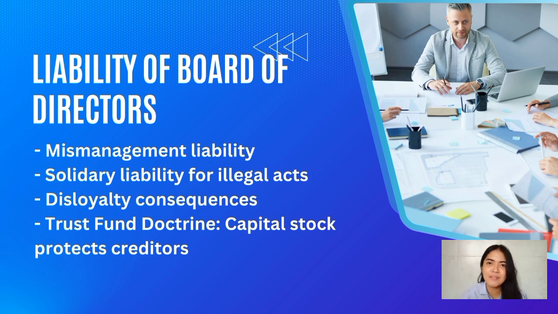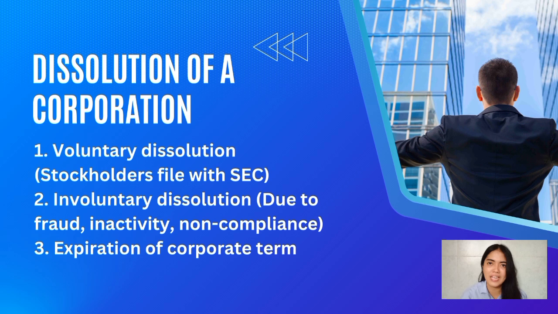A corporation can be dissolved in different ways. Voluntary dissolution. If stockholders decide to dissolve, they file a petition with the SEC. Involuntary dissolution. The SEC may dissolve a corporation for reasons such as fraud, inactivity, or failure to adopt bylaws. Other causes include expiration of term, failure to organize within 2 years, or legislative dissolution.